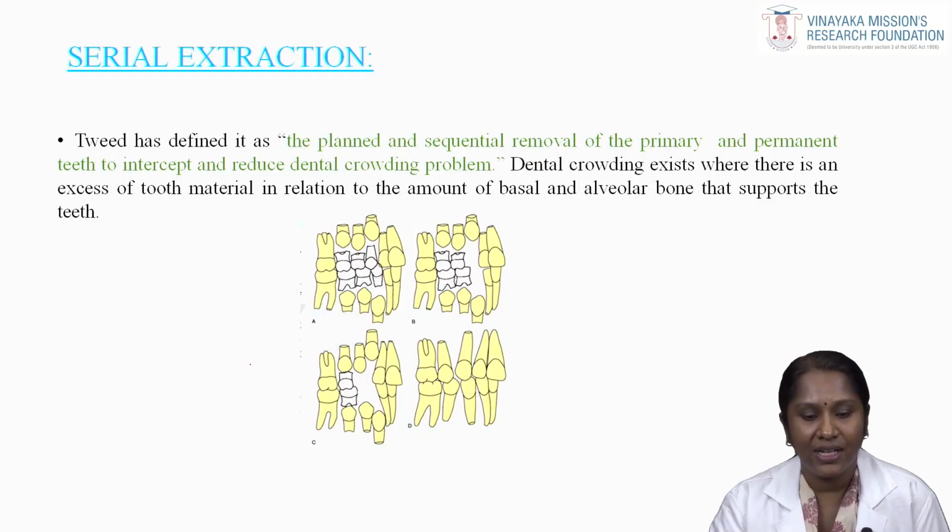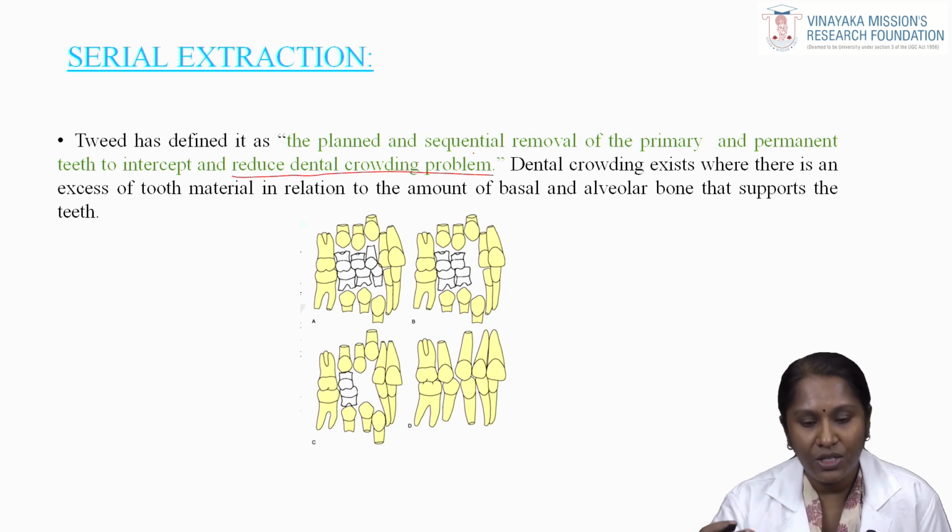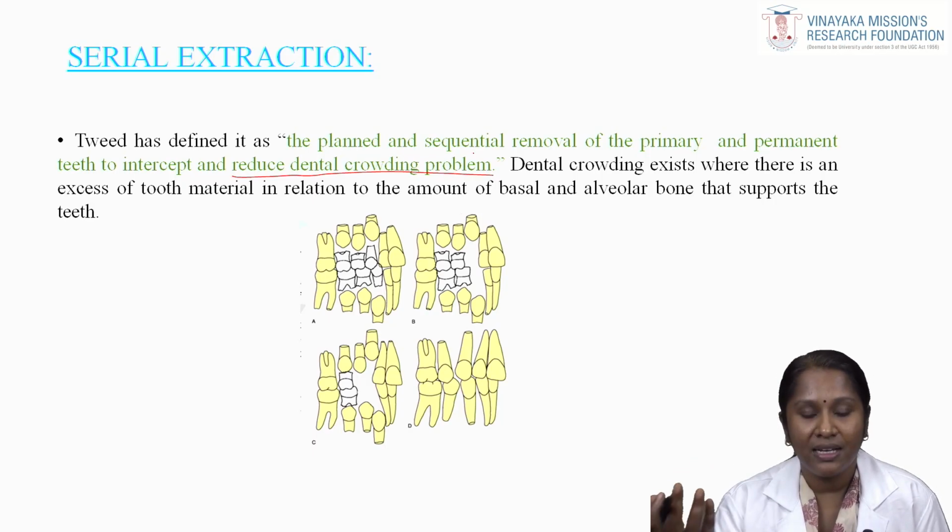Then coming to serial extraction. Serial extraction is very important in the deciduous as well as mixed dentition period to avoid future crowding as well as malocclusions. According to Tweed, it is defined as a planned and sequential removal of primary as well as permanent teeth to interrupt and reduce the dental crowding problem. Dental crowding exists where there is an excess of tooth material in relation to the amount of basal and alveolar bone that supports the teeth.